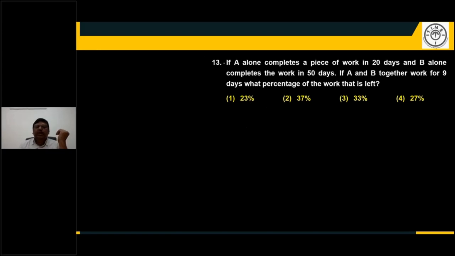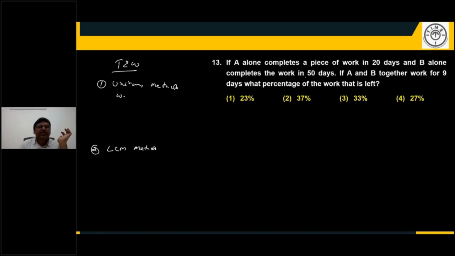Students, first of all, he's asking: they worked for 9 days, what percent of work is left? We will do it later. Normally, how do we do time and work questions? Students, there are two broad approaches for time and work. One is the unitary method. Another is the LCM method.